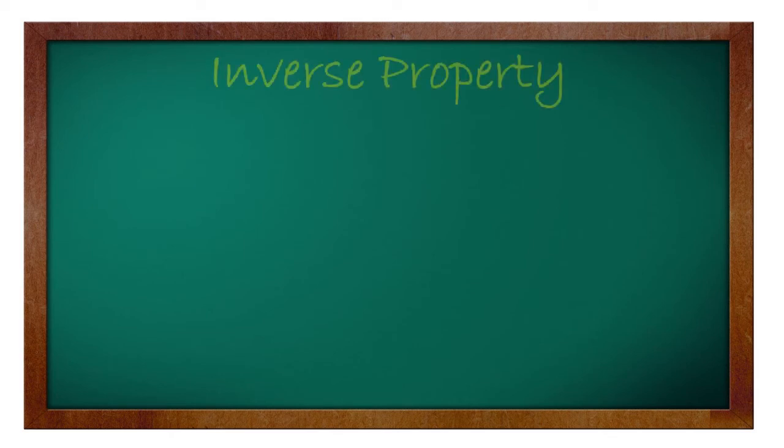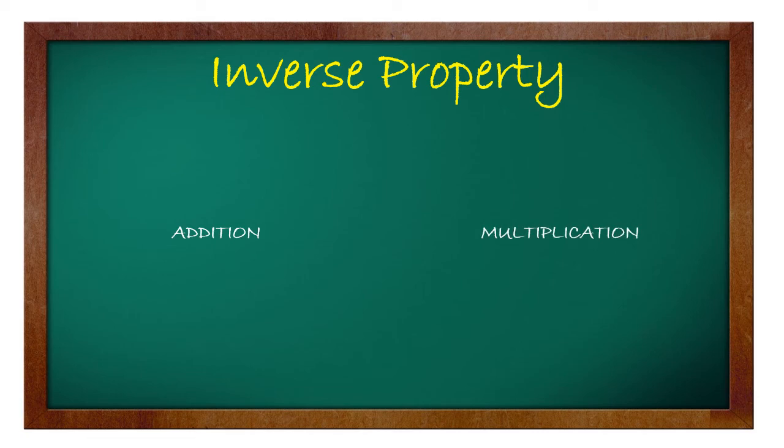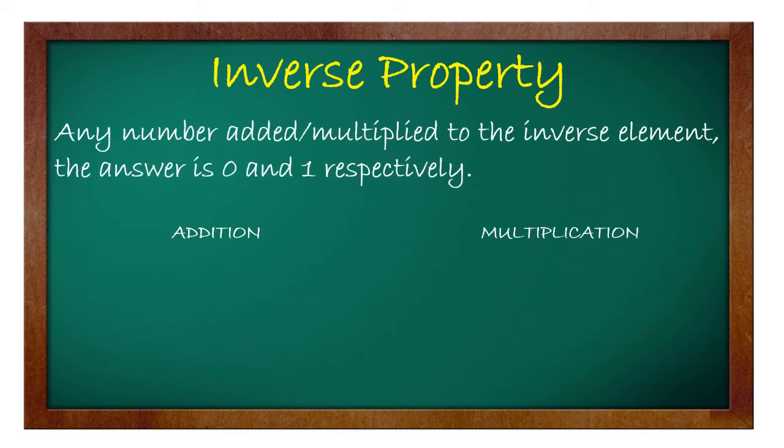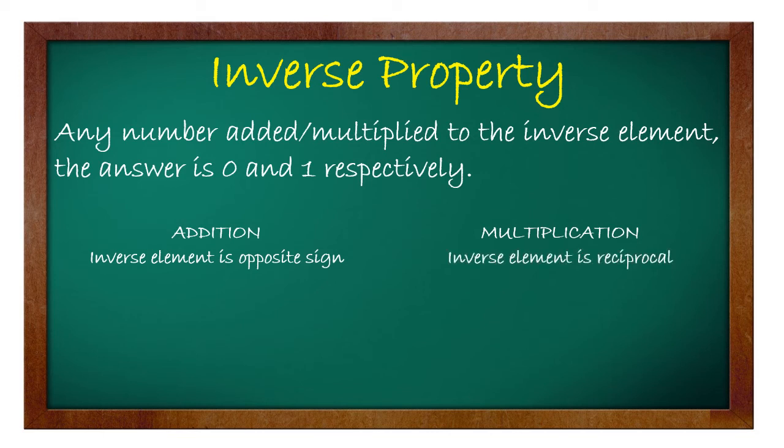The next property that we have is the inverse property of addition and the inverse property of multiplication. So, any number added or multiplied to the inverse element, the answer is 0 and 1 respectively. So, inverse, ibig sabihin, opposite, kabaliktaran. Okay? So, kahit anong number daw, kapag inadd mo sa kabaliktaran niya, the answer will always be 0. Ganun din, kapag nag-multiply ka sa inverse niya, sa kabaliktaran niya, the answer naman daw ay 1. So, sa addition, ang inverse element natin na tinutukoy yung opposite sign. Okay? Sa multiplication naman, ang inverse element natin is the reciprocal.